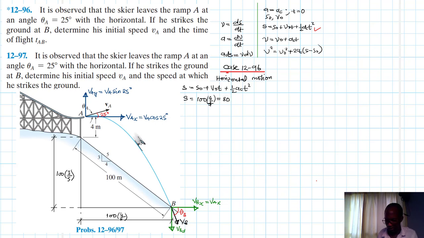that is 80, right? Of course, this is 80, and then we have S naught equal to 0. Mind you, this one will be my reference. And then we have a_c equal to 0 in the horizontal. And then V naught is equal to VAX, which is equal to VA cos 25.